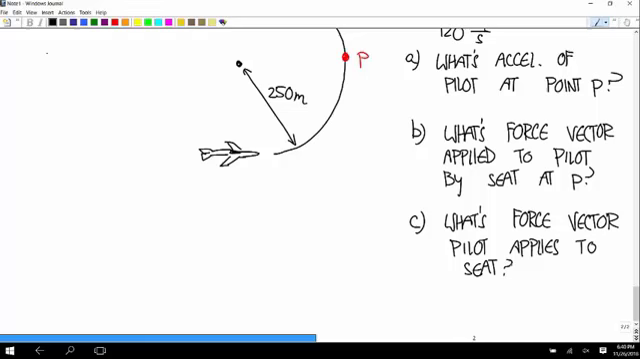But why would you want to figure out the force vector the pilot applies to the seat? Well, for example, as you're doing the engineering of designing the cockpit, that's the kind of calculation you'd want to do to make sure that you were building your seat strongly enough that it's not going to break under the kind of forces you're applying to it. So these are pretty reasonable engineering questions to ask as you're thinking about the use of this plane.